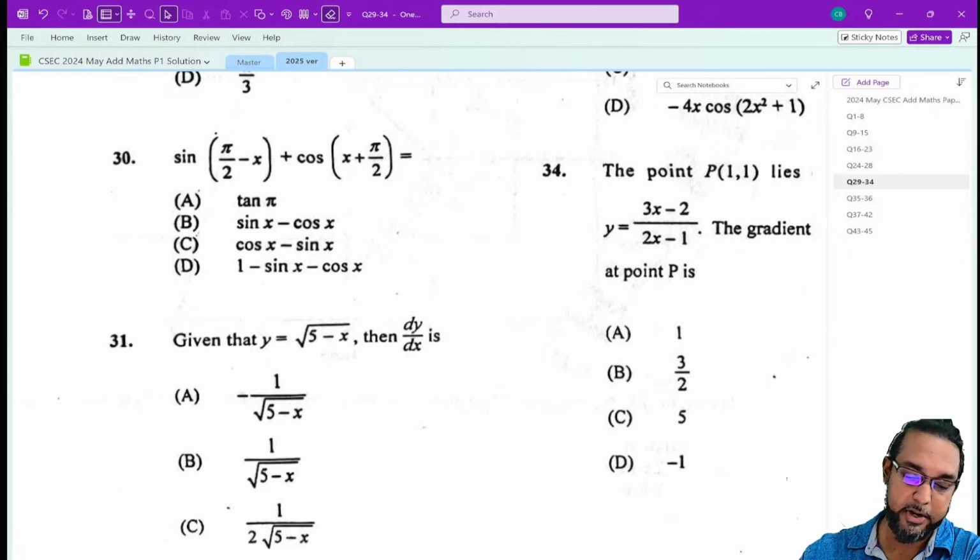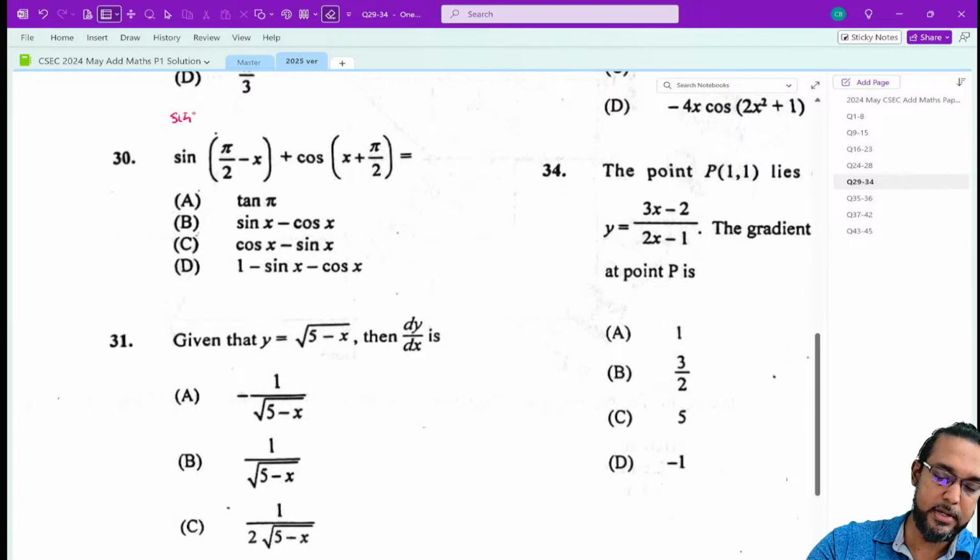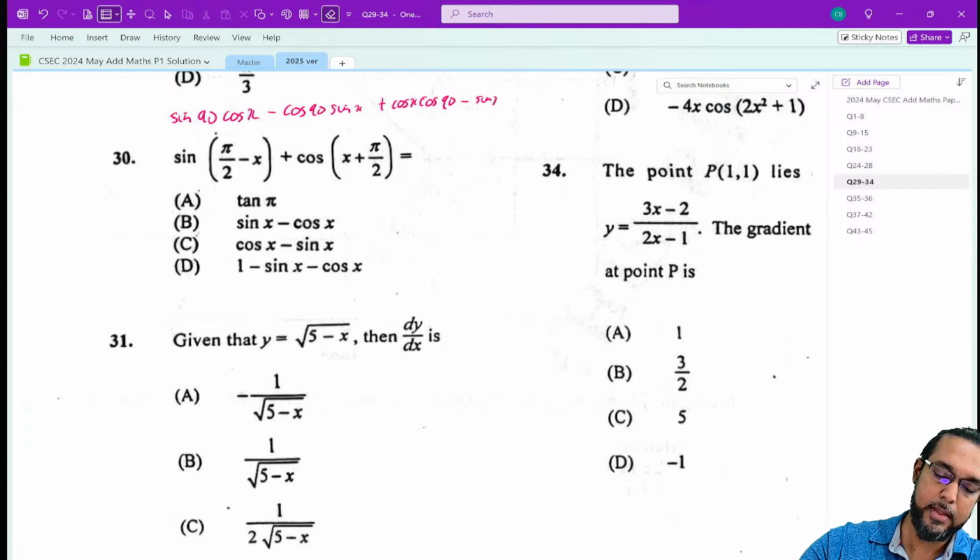Okay, so that's 90 degrees, right? The expansion for sine, I'm not going to use pi, I'm just going to use 90. So that's sine 90 cos x minus cos 90 sine x, plus cos x cos 90 minus sine x sine 90. Now, cos of 90 is 0, so this is going to cancel, this is going to cancel. Sine 90 is 1. So you're going to be left with cos x minus sin x, which is option C.